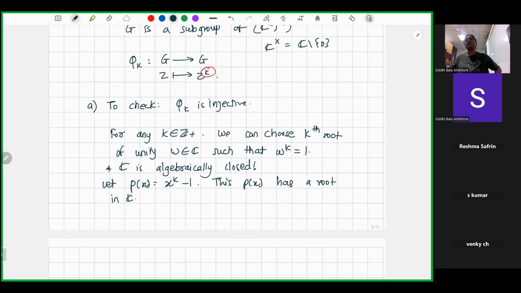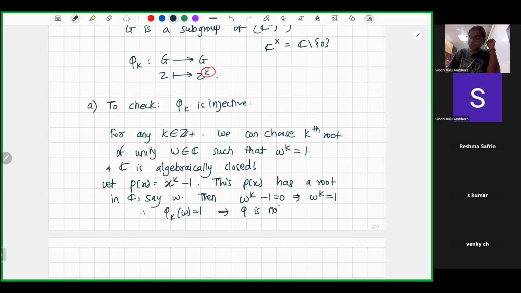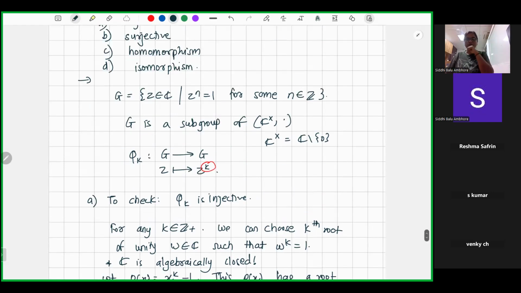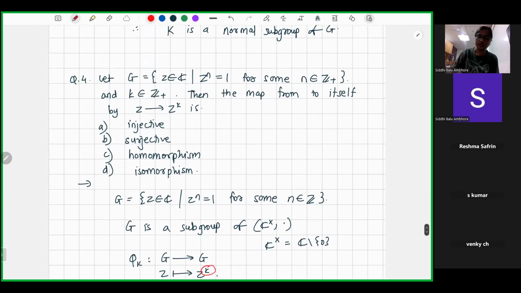Non-zero, zero, it doesn't matter, we don't care. It has a root, say omega. Then omega power k minus 1 will be 0. So this implies omega power k is 1, and then phi k of omega is 1, and this implies my phi is not injective. Therefore my phi is not injective. Is this okay?